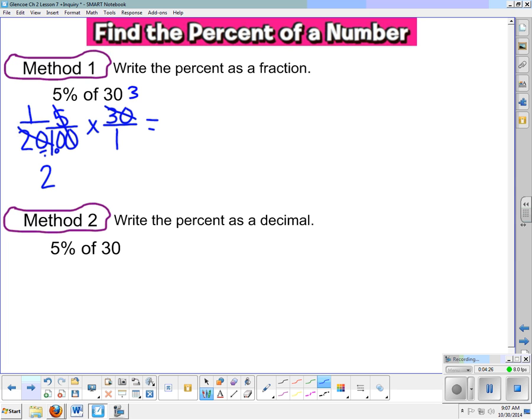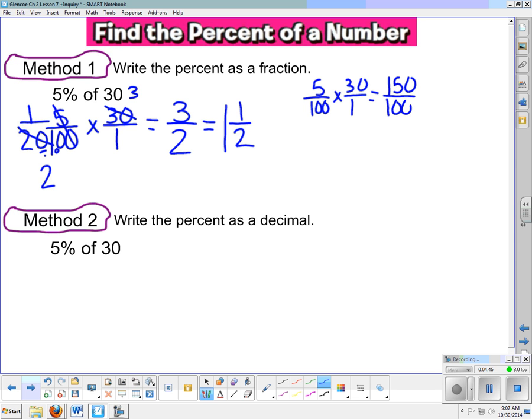1 times 3 is 3. 2 times 1 is 2. 3/2, which is 1 and 1/2. Okay? For those of you who don't see the crazy reducing I'm doing, 5 times 30 is 150. 100 times 1 is 100. 100 goes into 150 one time with 50 out of 100 remaining, which is 1 and 1/2. Either way, you come up with the answer 1 1/2.